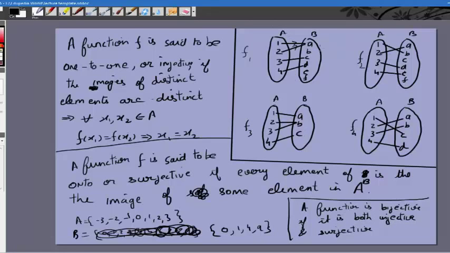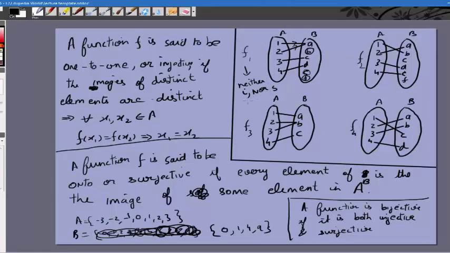One is a general function. It is not one-to-one because the value 1 and the value 2 in the set A both give the same image. One-to-one means images of distinct elements are different. Images of 1 and 2 should be different, which is not true. So 1 is neither injective nor is it surjective. Surjective means every element of B is the image of some element of A. But if you look at the elements small b or E or F, they are not the image of any elements in A. So it is neither injective nor surjective.